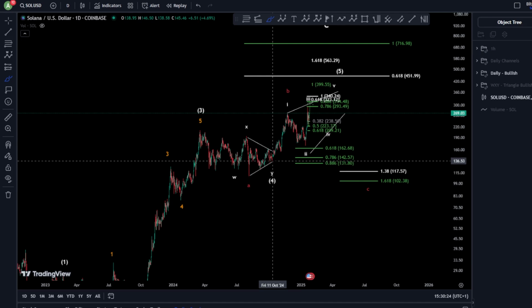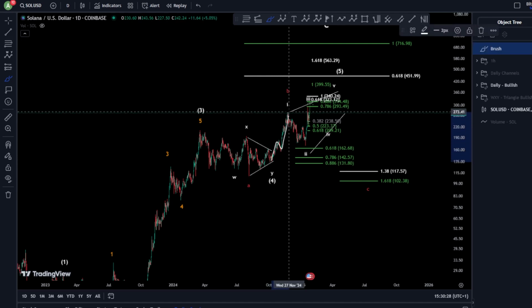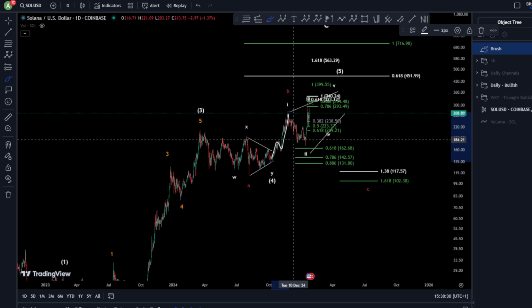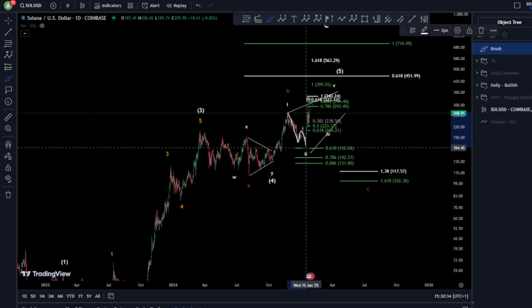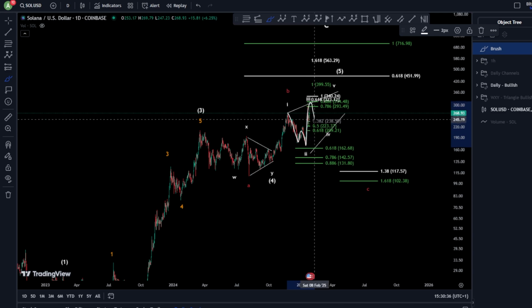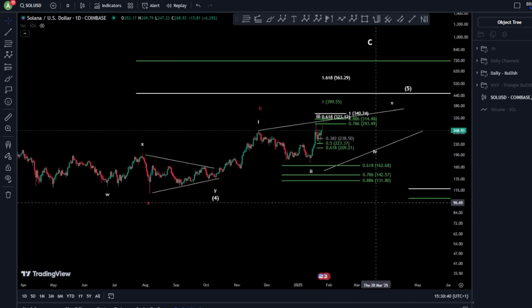Now, the only scenario where we can move higher is with a zigzag, a contracting diagonal as an ending diagonal, with a wave 1 and then wave 2 for 3 waves down, moving higher, and then a 4 and a 5 to finish this ending diagonal.